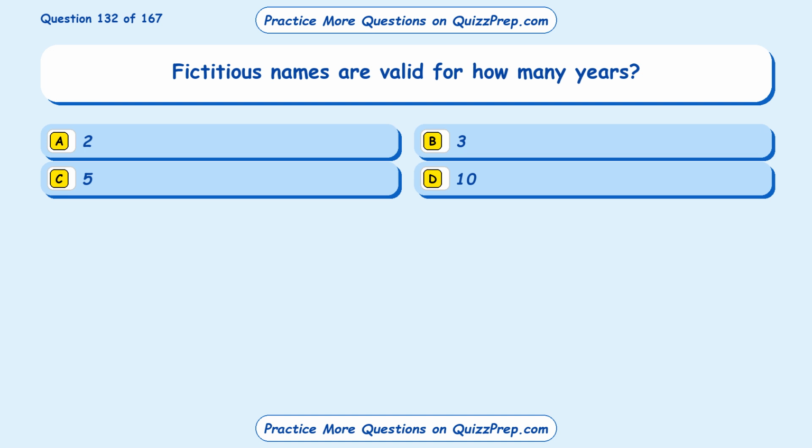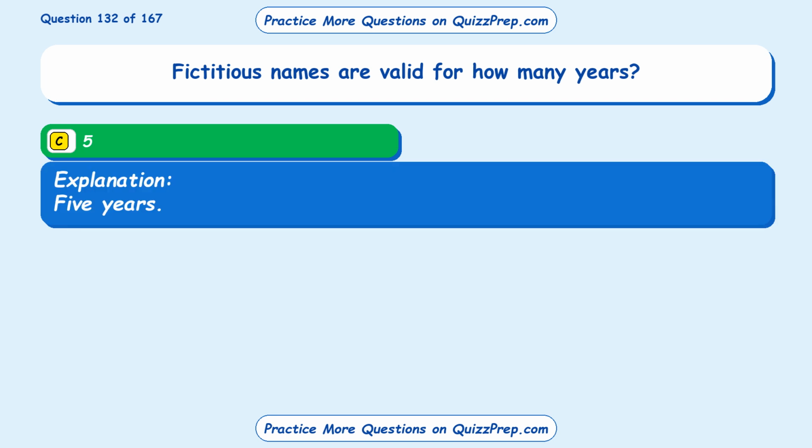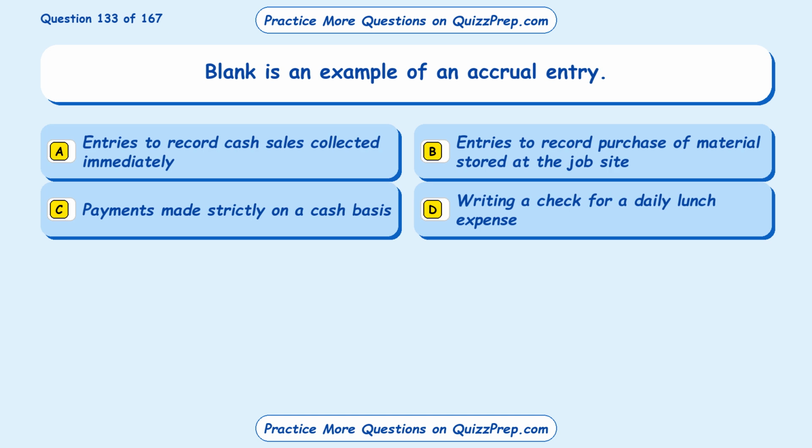Question 132. Fictitious names are valid for how many years? Option A, 2. Option B, 3. Option C, 5. Option D, 10. The correct answer is option C, 5. 5 years. Question 133. Blank is an example of an accrual entry.